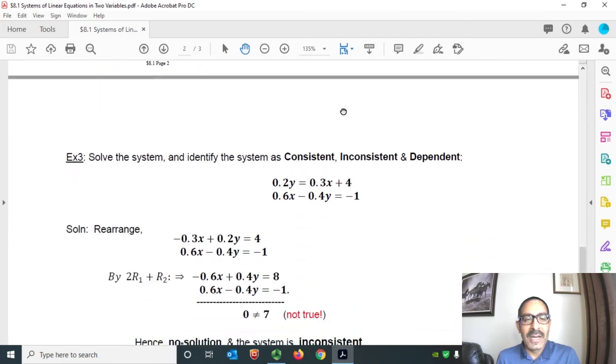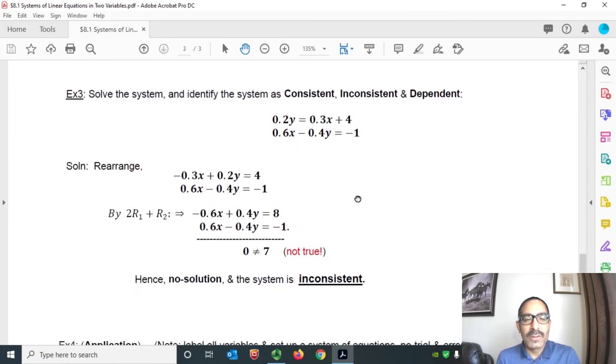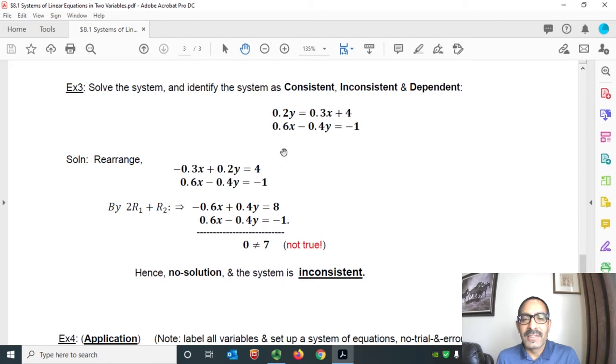Next, let's do example 3. Solve the system and identify the system as consistent, inconsistent, or dependent. So the given system is 0.2y equals 0.3x plus 4 and 0.6x minus 0.4y equals minus 1. Let's begin the solution.